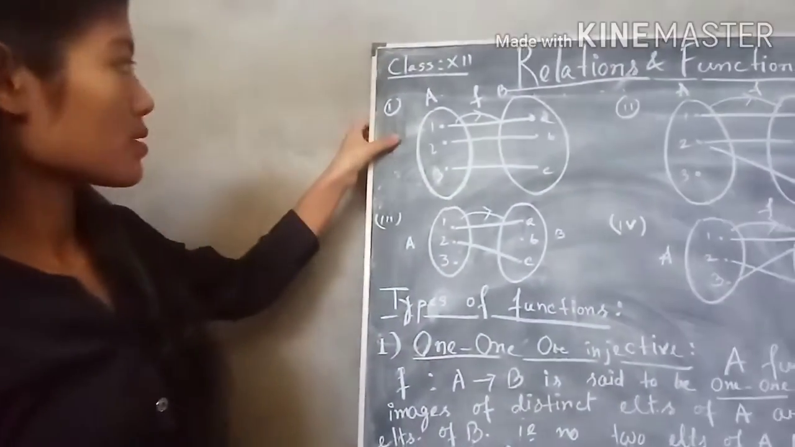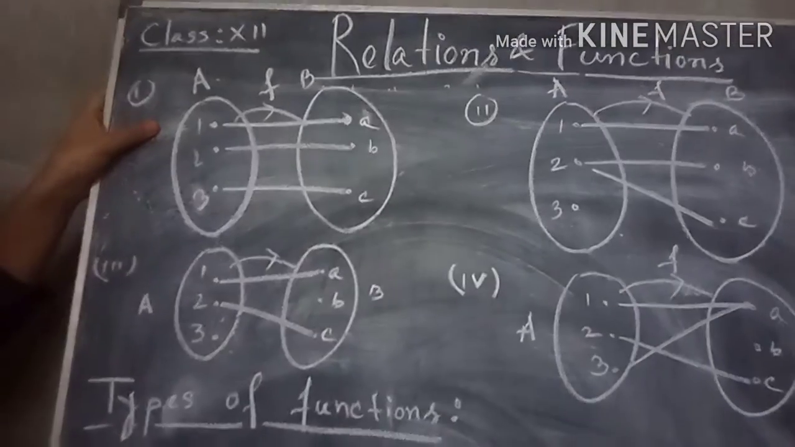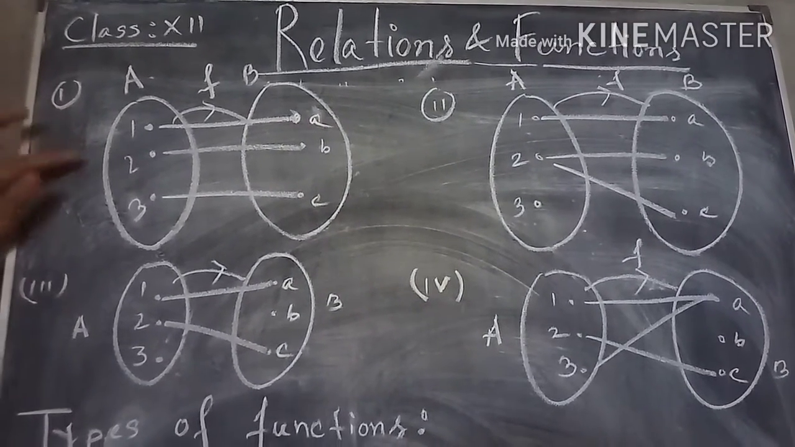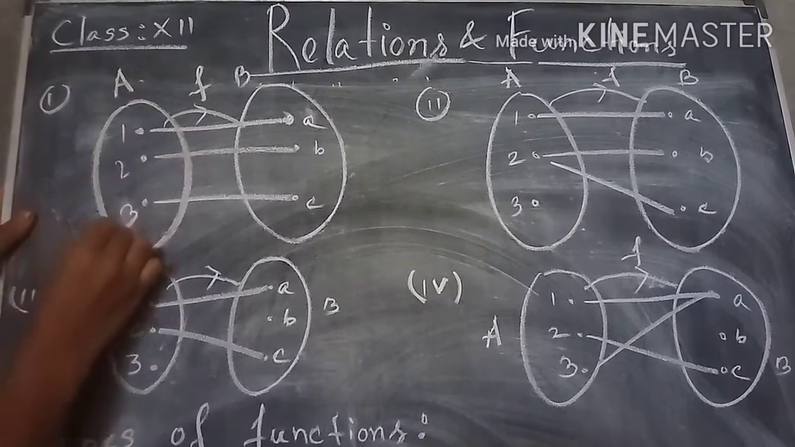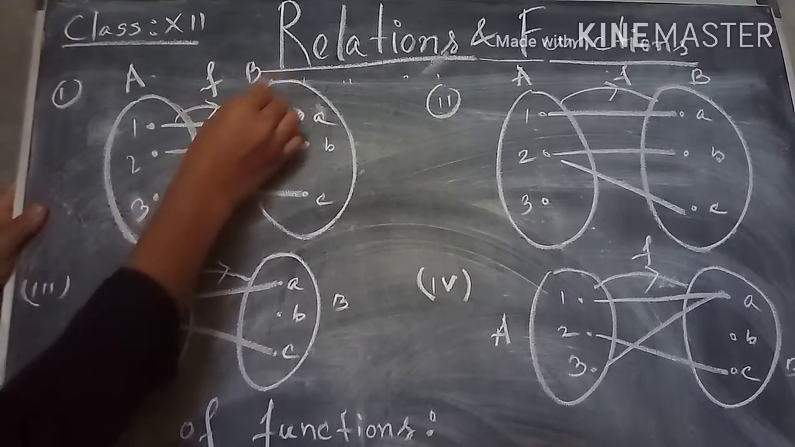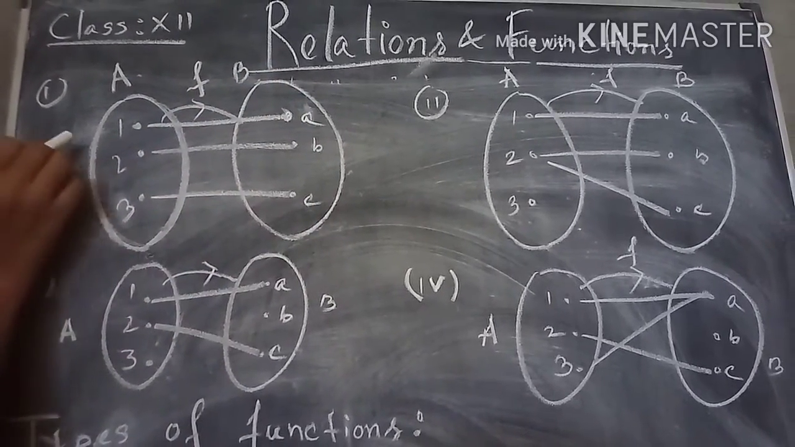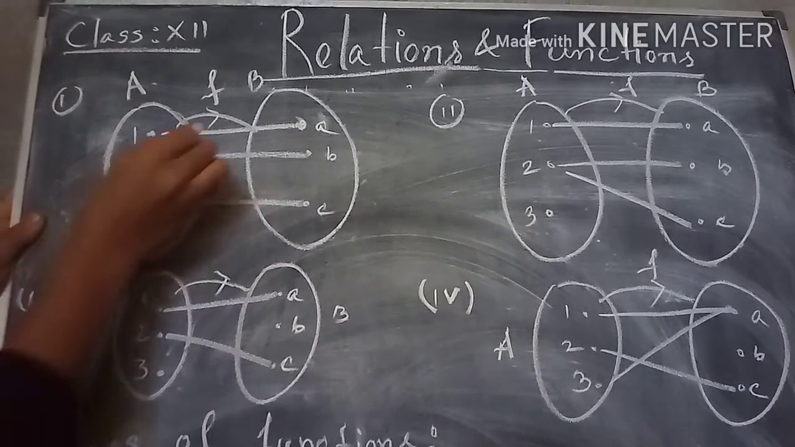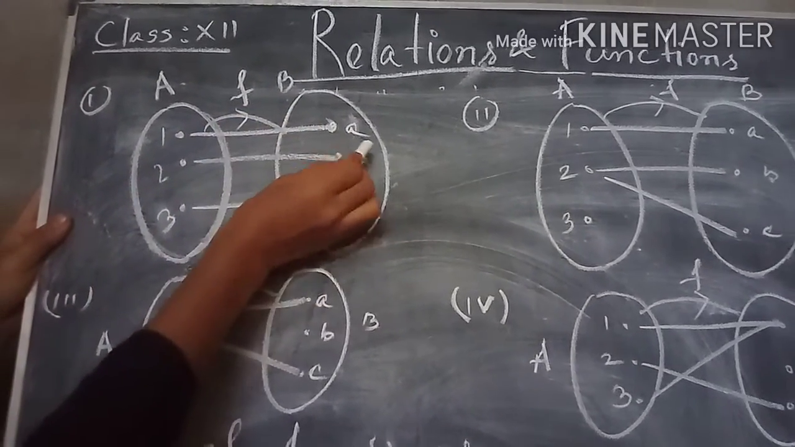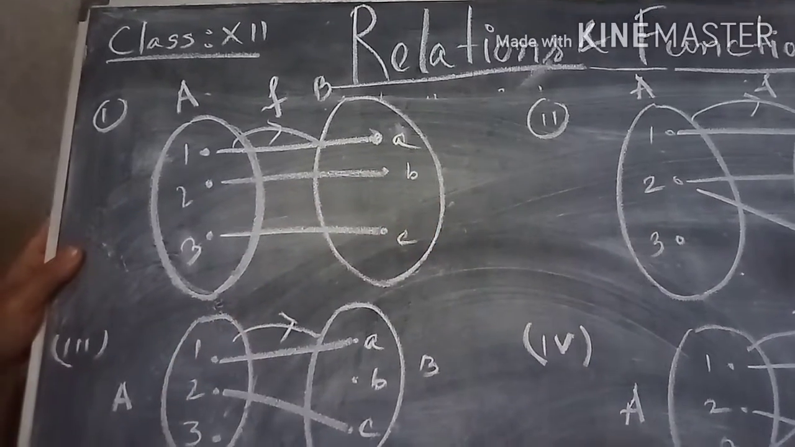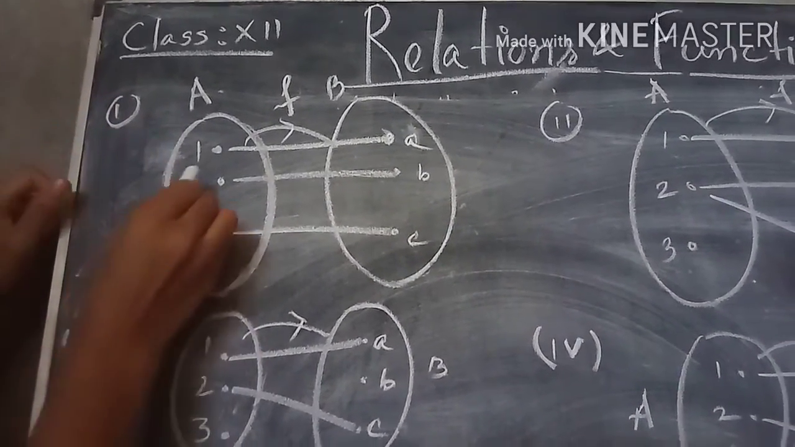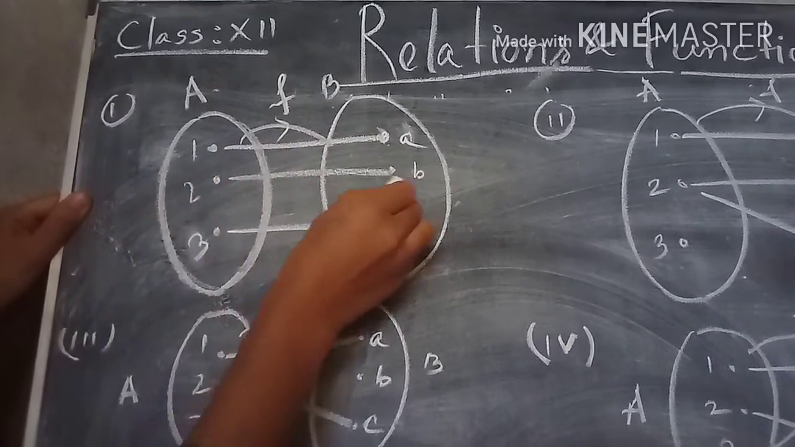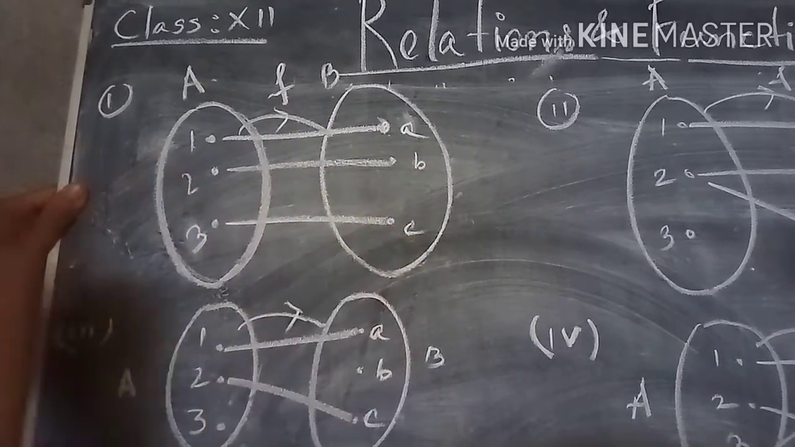So let's get started. Here you can see the first figure, number 1. The set A is related to the set B. Now in the set A we have 3 elements, 1, 2 and 3, and in the set B we have 3, those are A, B and C. Now we see that 1 is related to A, 2 is related to B, and 3 is related to C.